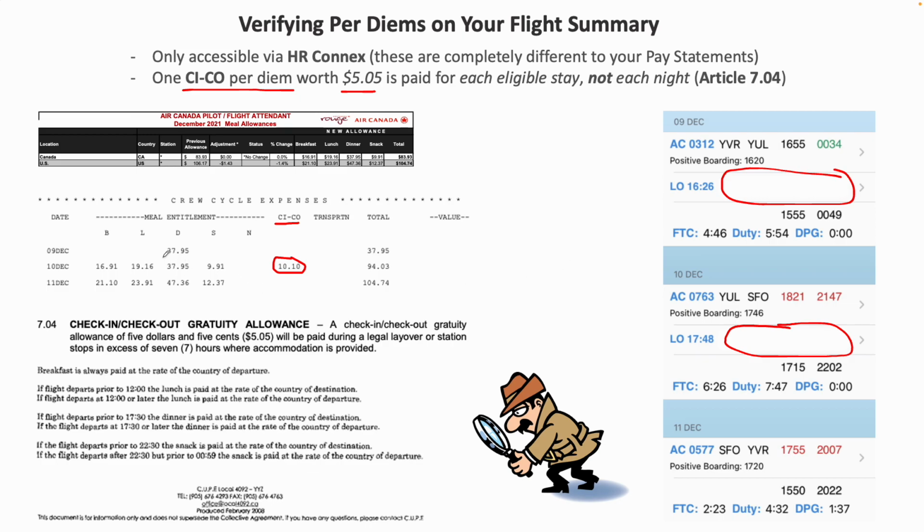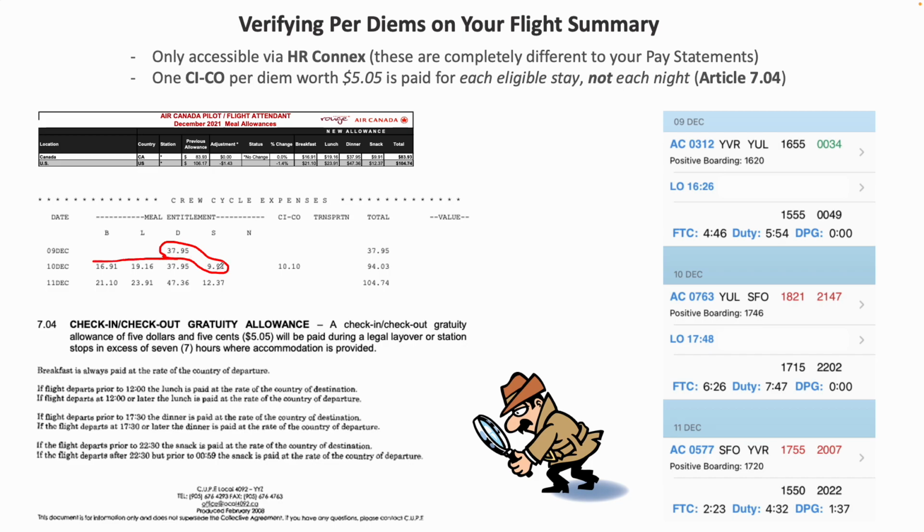As far as the per diems that we mentioned from the previous page, we can see that there was a dinner and a snack paid that are connected to the first day. That's the Vancouver to Montreal day. There are also 4 per diems that were paid for day 2, and then 3 that were paid for day 3. And they are all present, and all of these correspond to the correct Canadian or US rate that we determined earlier.